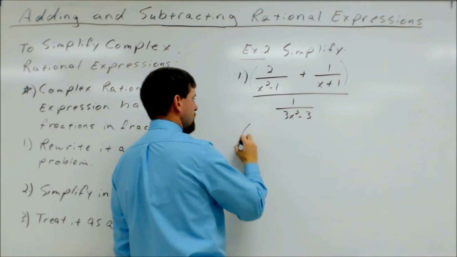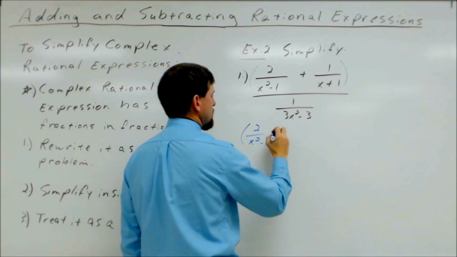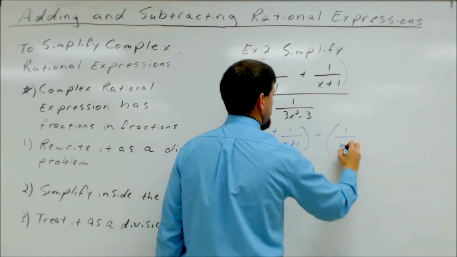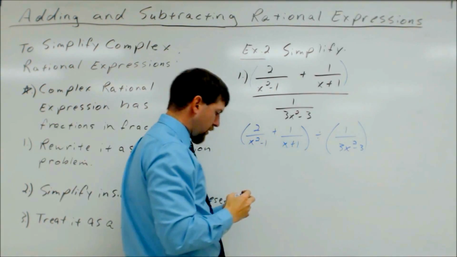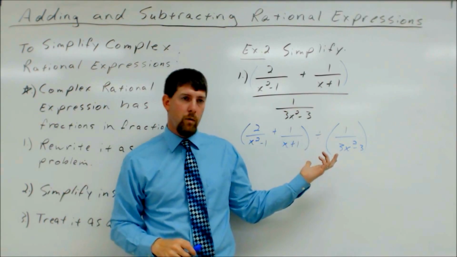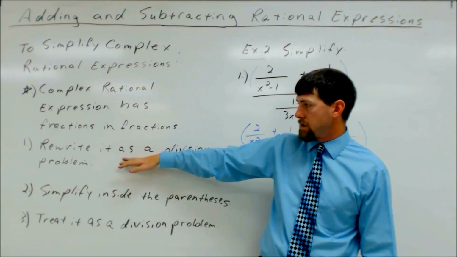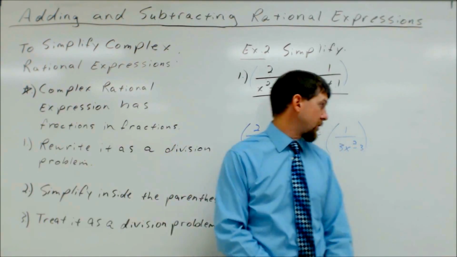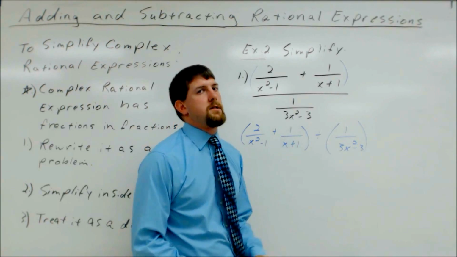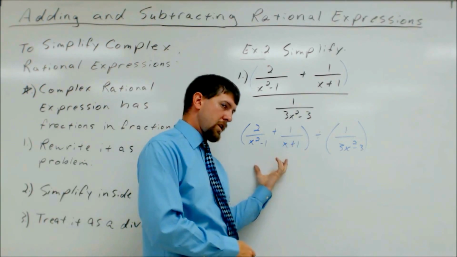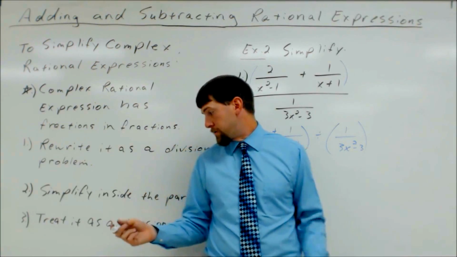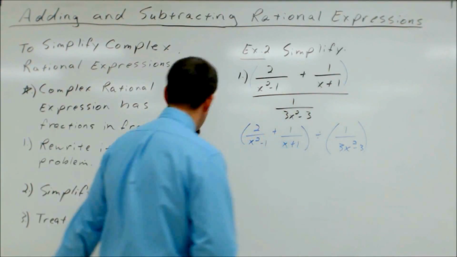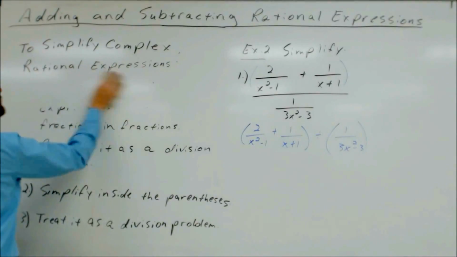by this denominator. So I'm really taking 2 over x squared minus 1 plus 1 over x plus 1 and dividing it by 1 over 3x squared minus 3. Now, if I'm going to work this problem out, we already wrote it as a division problem. Now let's just take it piece by piece. We know order of operations says take care of the parentheses first. So we simplify inside these parentheses until I get one expression divided by another expression. Then it just becomes a division problem. Multiply by the reciprocal, state restrictions, and so on. So that's what we're going to do with this beast.